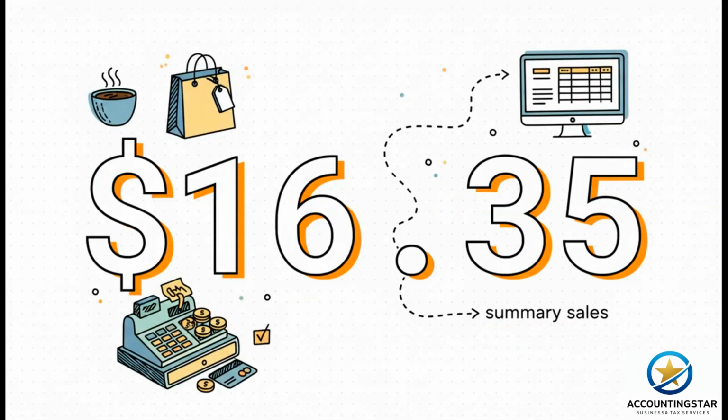Now, we all know cash drawers aren't always perfect. So let's imagine after you count up all the cash, you realize you're short by $16.35. In the old days, this might have been a headache. But for us, no sweat. This is exactly why we made that overage and underage account. We can record this discrepancy perfectly.